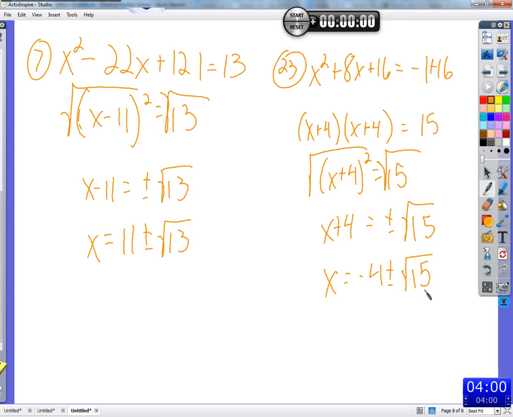Why did you add 16? Yeah, the original equation, if you look at 23 in the homework, was just x squared plus 8x equals negative 1. Oh, okay. To make it factor as x plus 4 times x plus 4, we introduced 16. So we need to do the same thing to both sides.